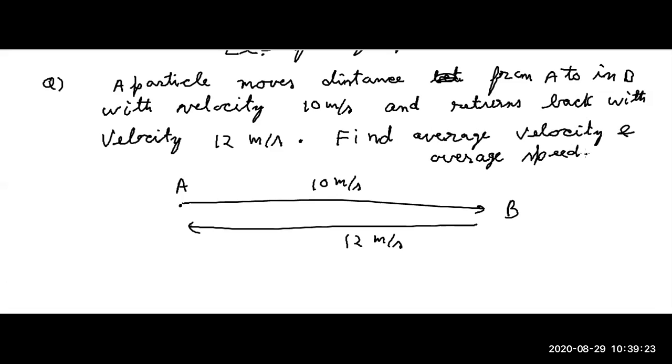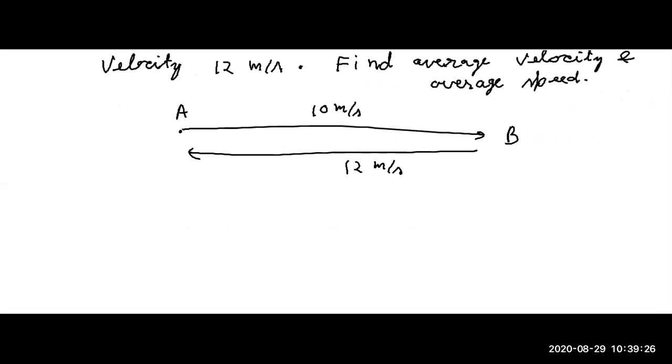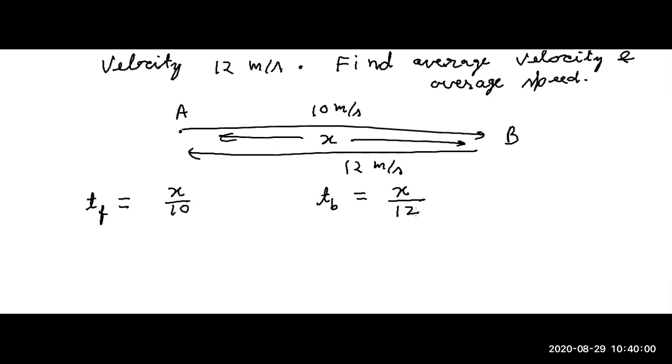Find average velocity and average speed. So how do we find this? We are provided with the forward speed 10 meter per second and the backward speed 12 meter per second. Suppose this distance is x. What will be the time for the forward journey? We will find that first. So x by 10 is the time for the forward journey, tf, and the time for the backward journey, tb, will be x by 12.